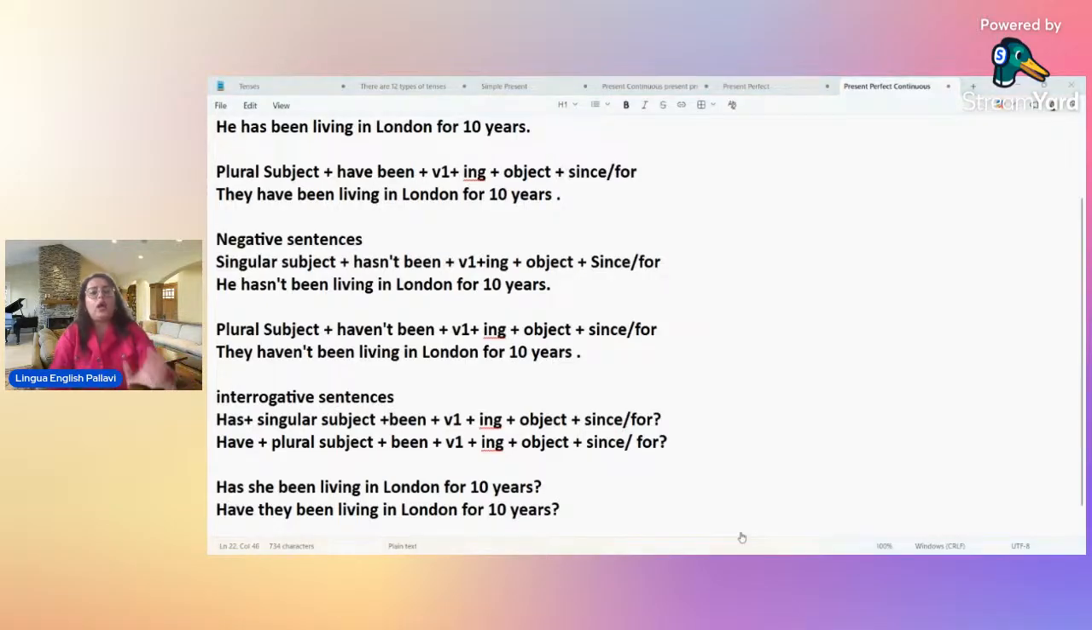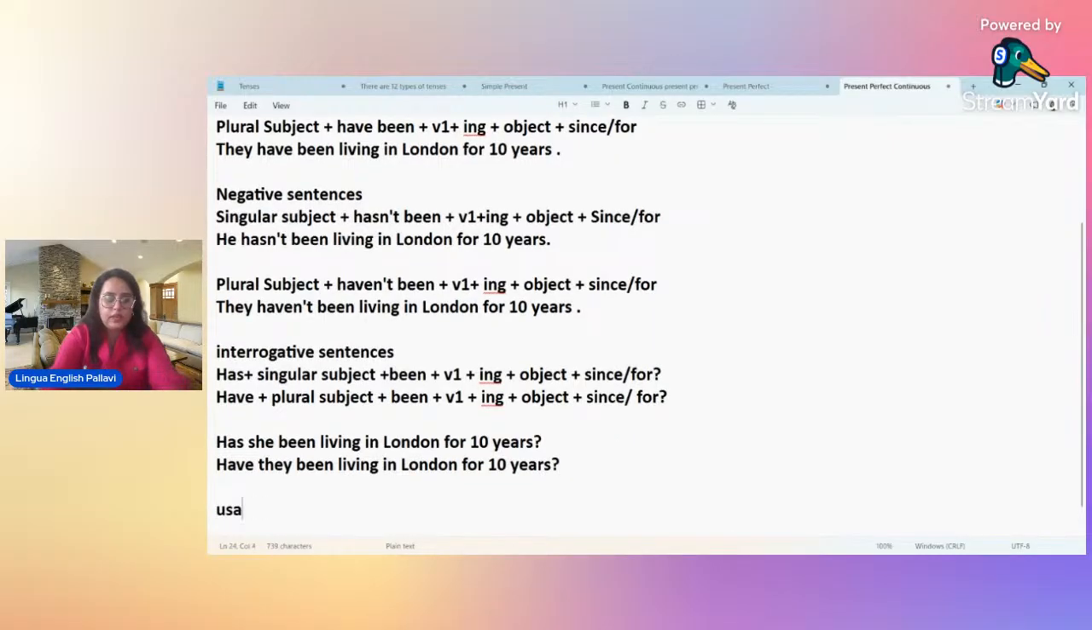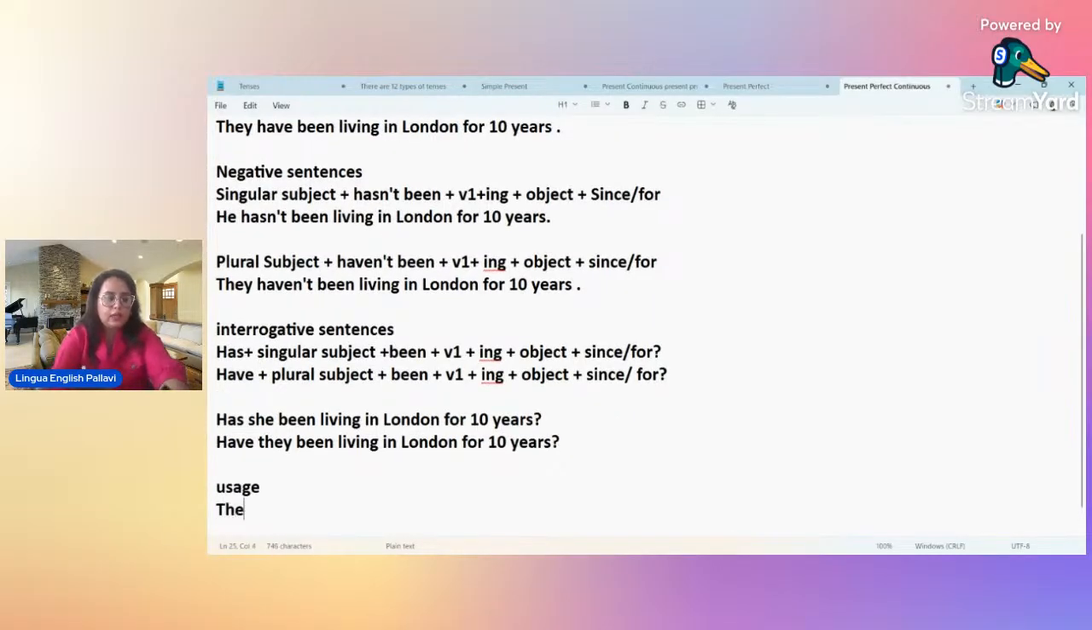Okay, so how the rules go over here, it is that herein we are just going to cover has or have been plus v1 plus ing plus object, and using since and for is a must. Okay, now let us learn the usage. That is very important. Usage means the action that has been continuous for a long time. So there we use this tense.